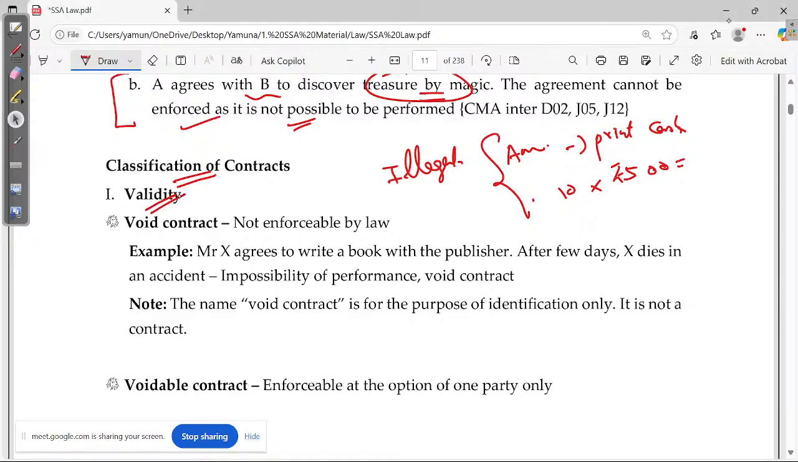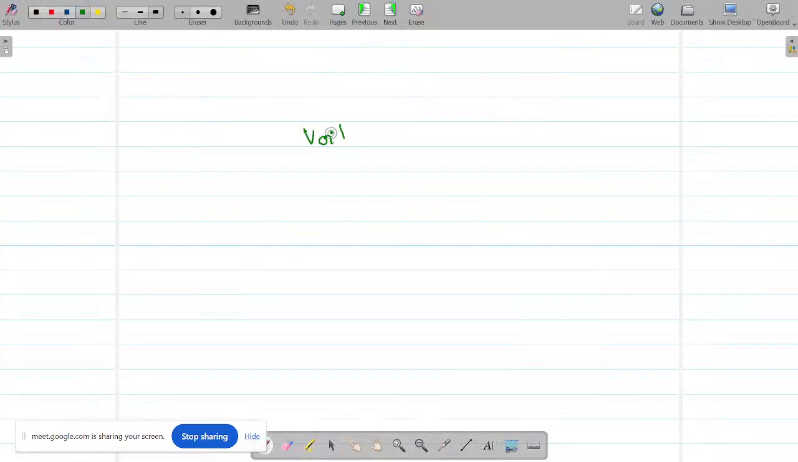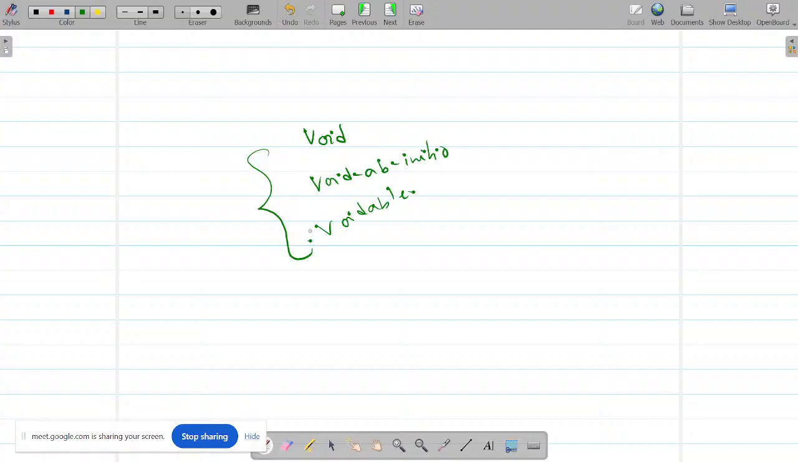First one, based on validity. Whether the contract is valid. When we talk about validity, we'll be using the terms void, void ab initio, and voidable. Mostly we'll use these three terms only. We'll not use the term invalid. The main difference is between void and void ab initio, which means from the beginning. It's a legal maxim. What does it mean? Void ab initio: from the initial stage itself, it's void. Void means null, empty.